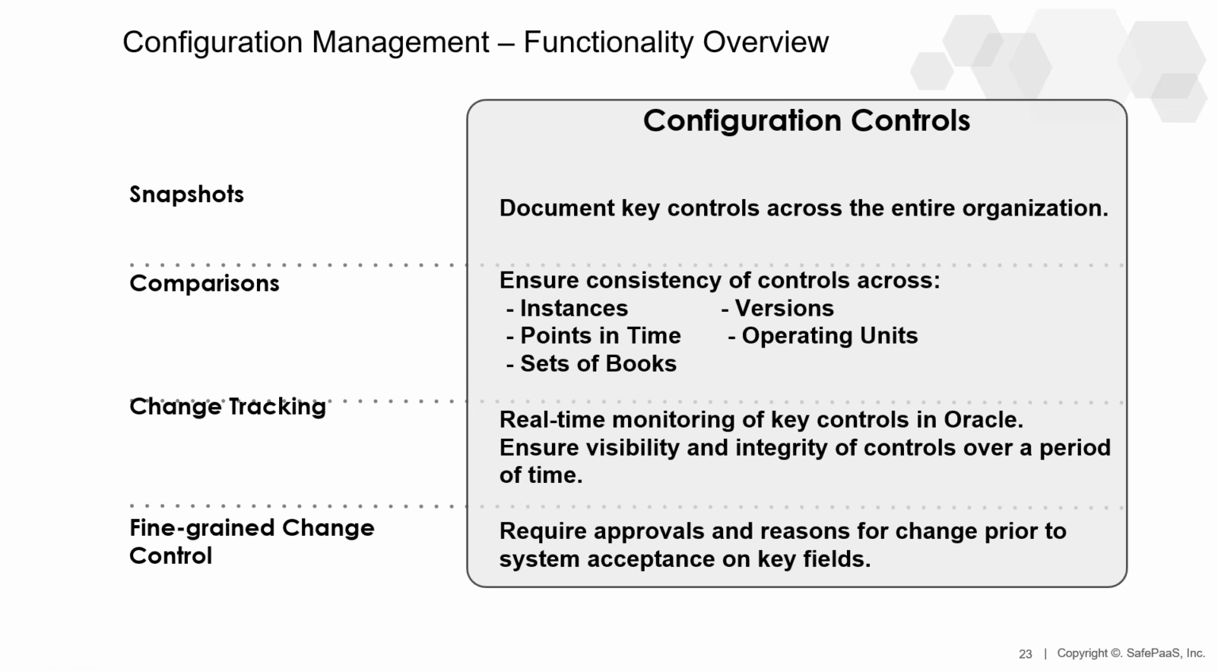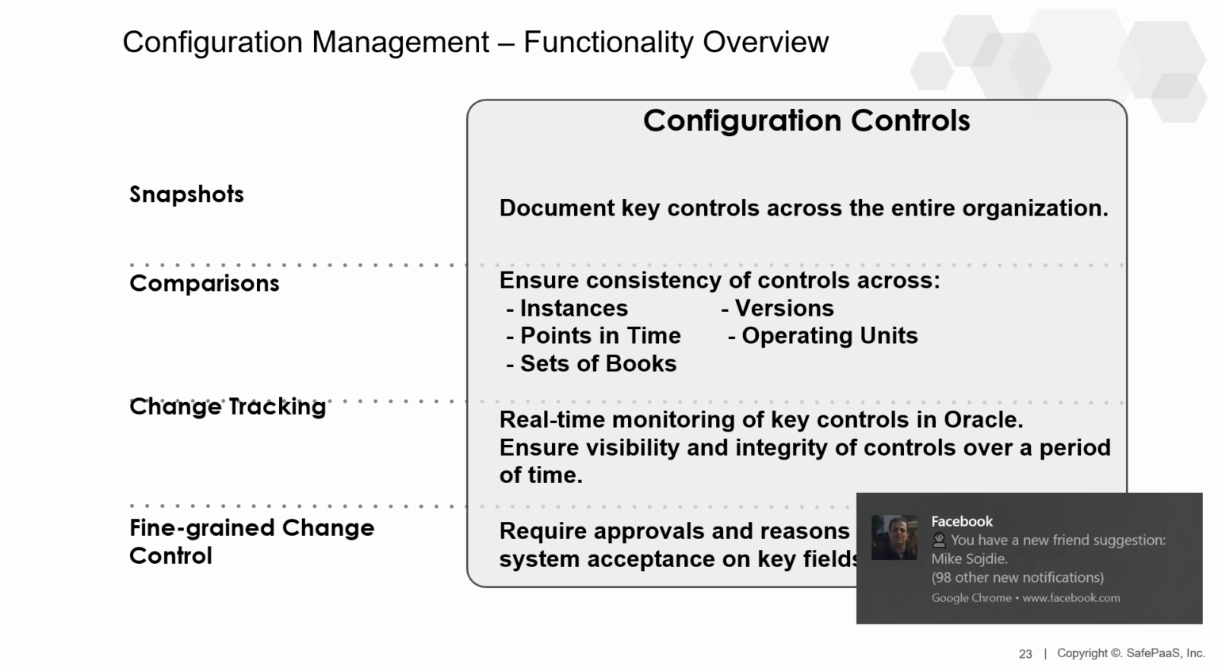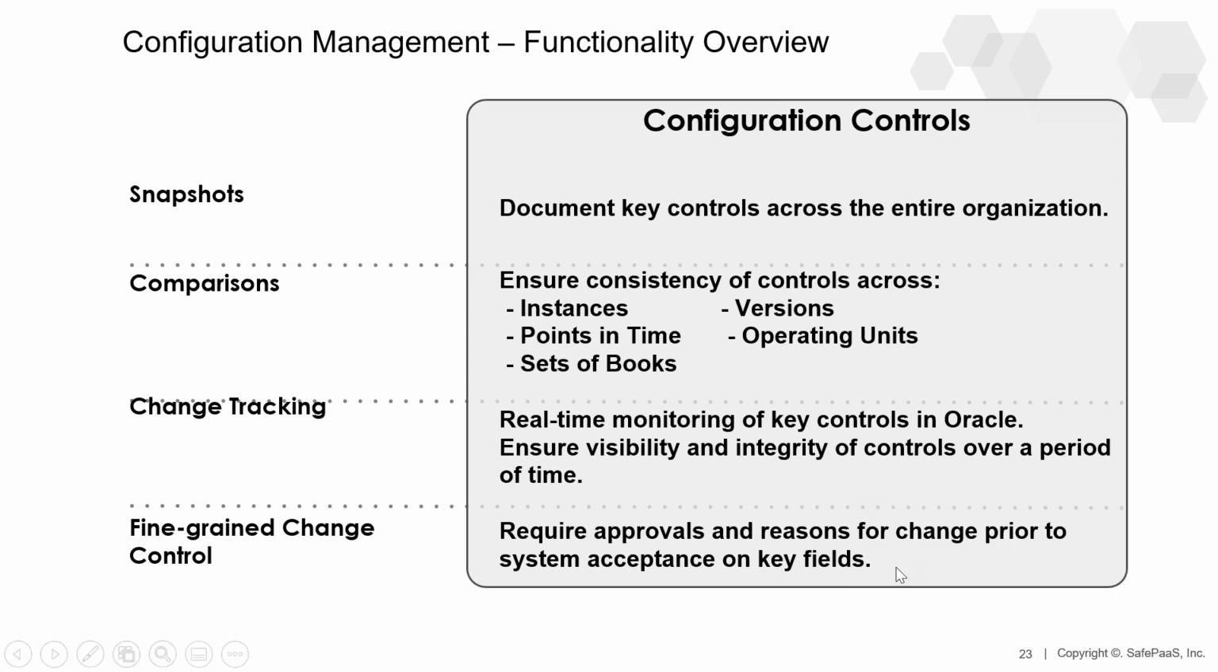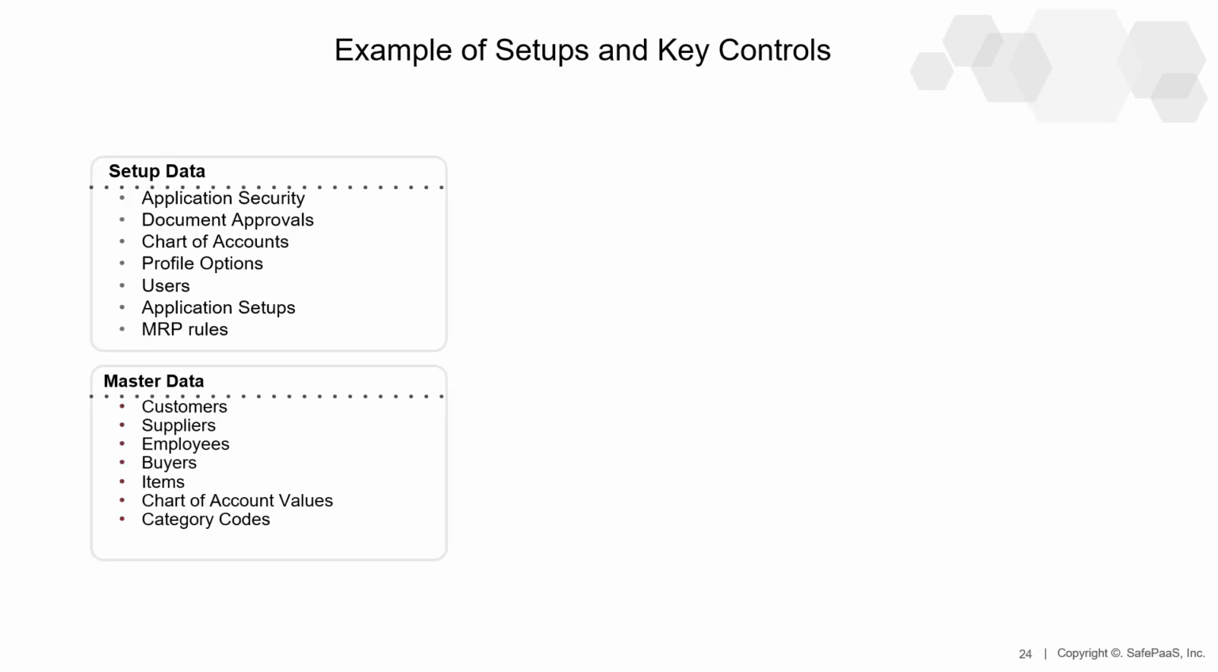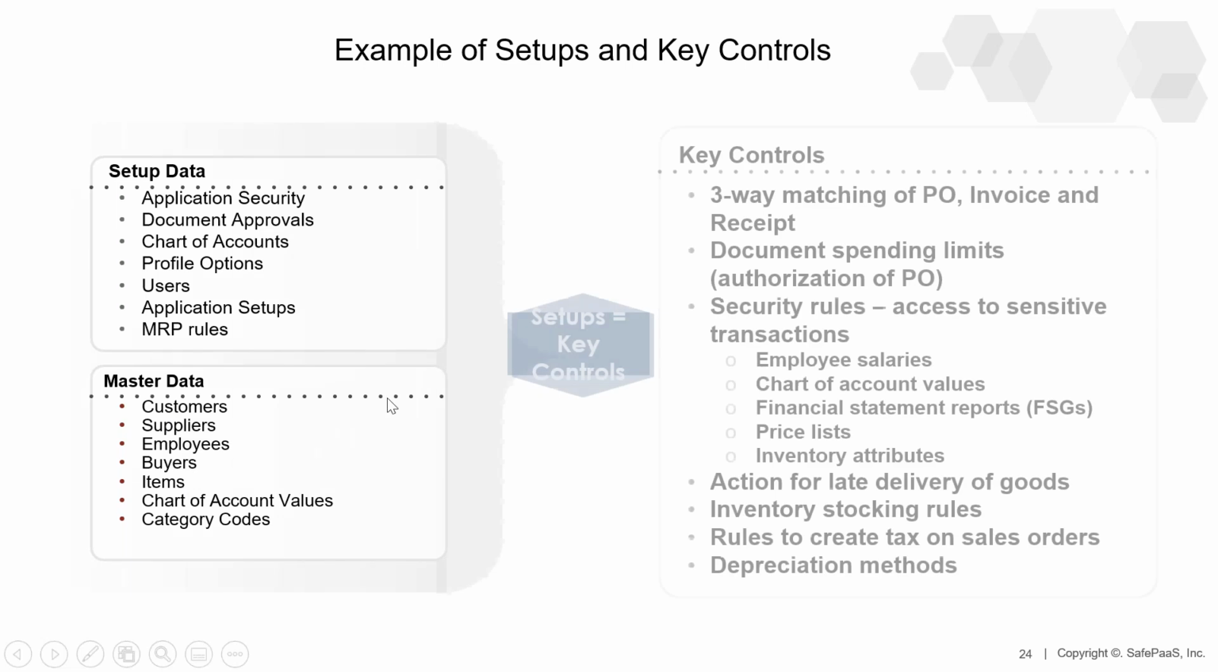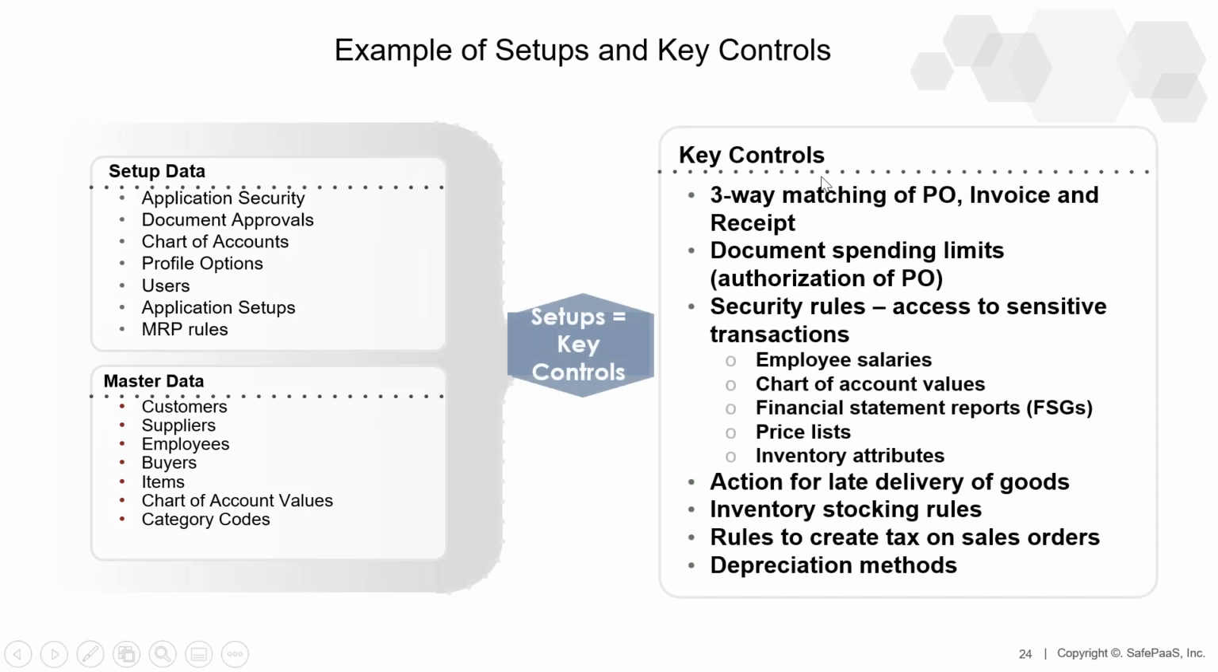So somebody elevates the access level or increases the approval level, that can impact your financial results. So being able to see that is important. And what are some of the examples of these key controls? So application security, chart of accounts, profile options in Oracle, application setups, master data, customers, suppliers, employees, buyers, et cetera. And then key controls that you have in the system are basically managed through these setups, right? So hopefully this brings it home what I'm talking about. So key setups equals key controls.